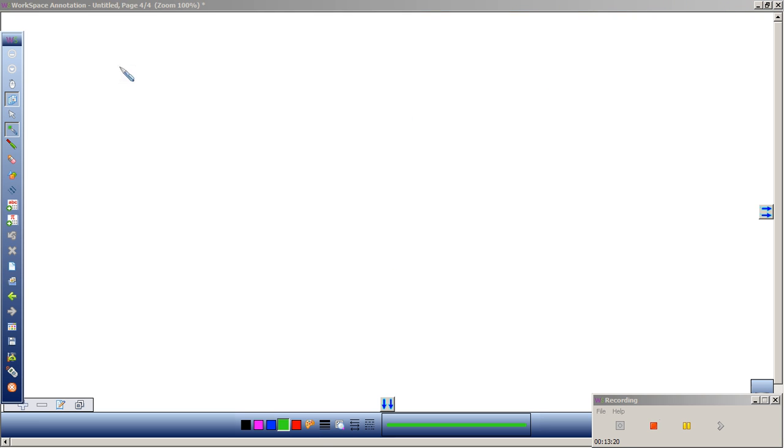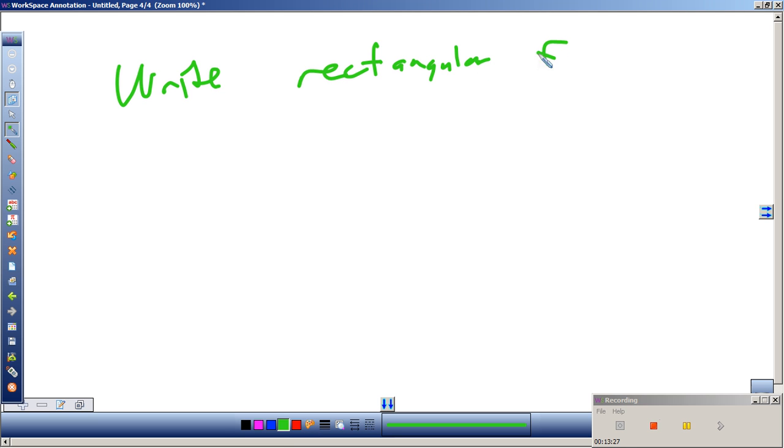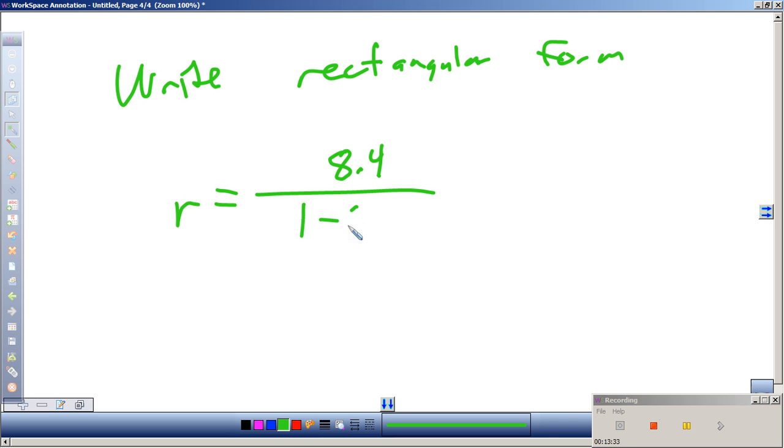Okay, another one. Write in rectangular form: r equals 8.4 over 1 minus 0.4 cosine of theta. So we need to change this to rectangular. First, what's our shape, so we know what our goal is going to be.